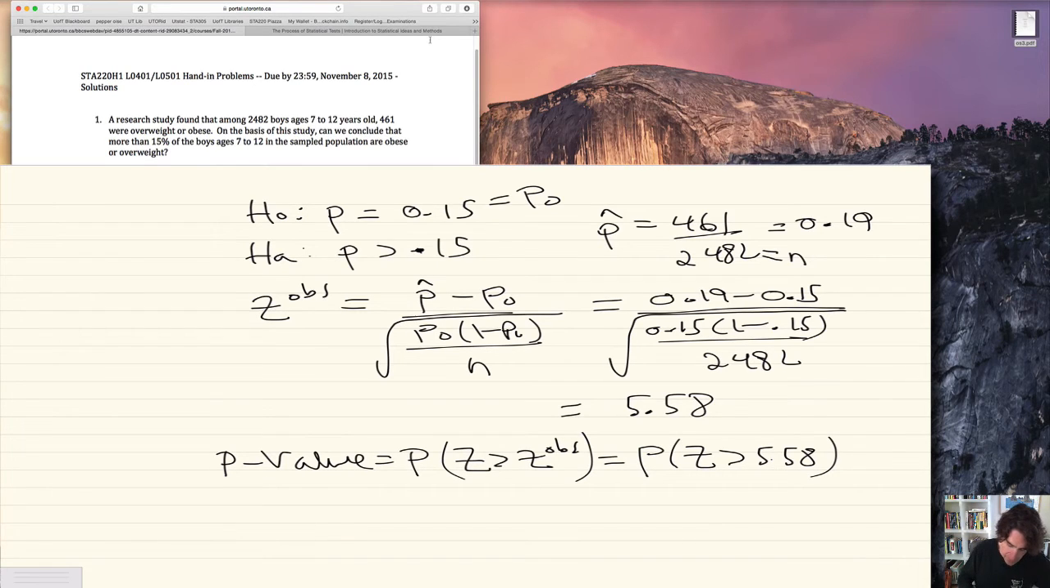And that's a very large value in the normal 0, 1 distribution. It's way, way, way out here. It's almost 6 standard deviations away from the mean. That's 5.58. And the area to the right of it is essentially 0.